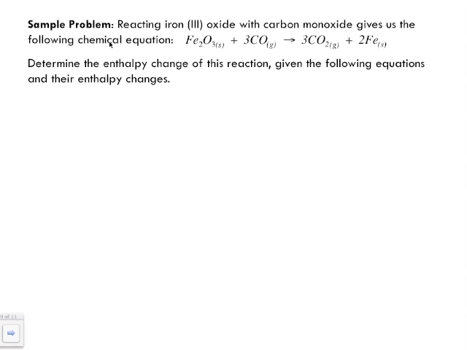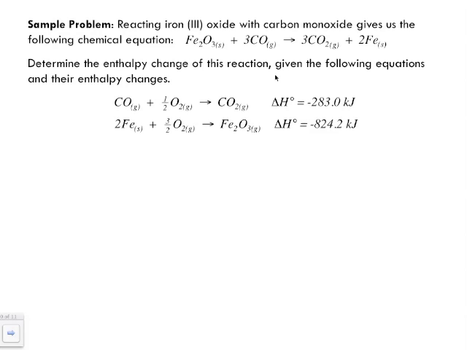A sample problem here, and this kind of puts into perspective really all those steps, the idea of manipulating your equations to make them work, right? So here we have the following. We're going to be reacting iron 3 oxide with carbon monoxide to give us the following chemical equation. Fe2O3 plus 3 moles of carbon monoxide to form 3 moles of carbon dioxide gas and 2 moles of iron. So determine the enthalpy change of this reaction given the following equations and their enthalpy changes. So this is the information that we've been given.